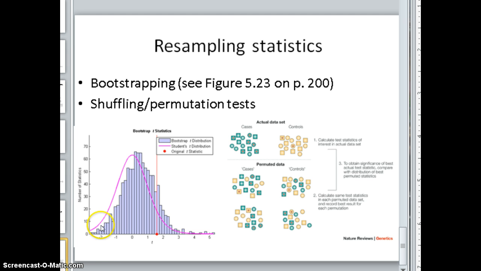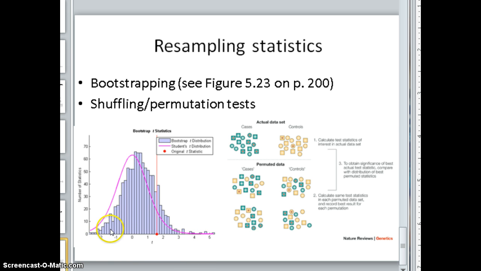And here's an example of what bootstrapping kind of looks like with data. The purple line is what the t-distribution looks like. And in the blue, this is a histogram showing how many of each value. So we have a lot of values that were 0 and only a few that were 5. But this shows you what the bootstrapping looks like.